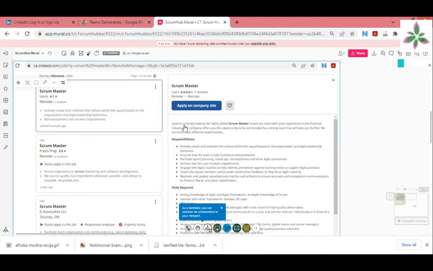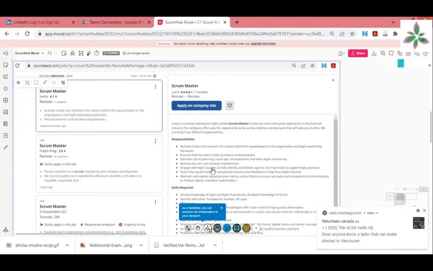Okay. Livio is currently looking for highly skilled Scrum Masters to join our team with prior experience in the financial industry. The company offers you the opportunity to be surrounded by a strong team that will take you further. We currently have different opportunities. Responsibilities: actively create and maintain the culture within the squad based on the organization and agile leadership behaviors. Ensure that the team is fully functional and productive. Facilitate sprint planning, stand-ups, retrospectives, and other agile ceremonies. Remove barriers and resolve impediments.